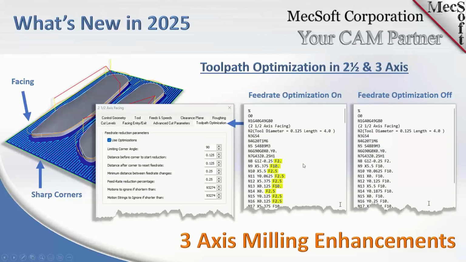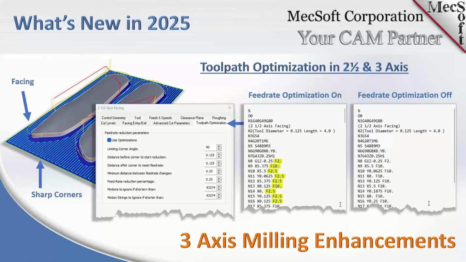So if you look at these dialogues, let's take a moment to look at these pictures we've got here. On the left, we've got the toolpath optimization, feed rate reduction parameters. Okay, so currently, if you look at these two parameters right here, look at my feed rate. The most important parameter is the corner angle.